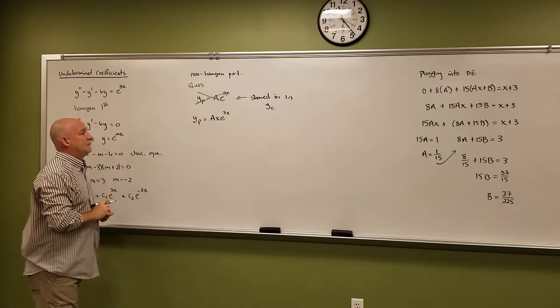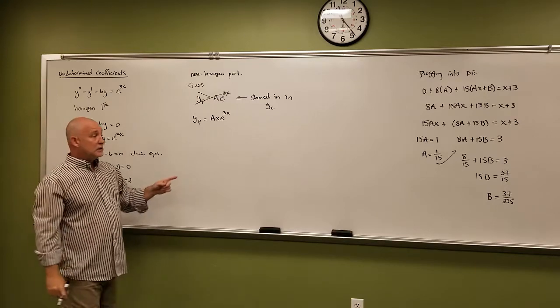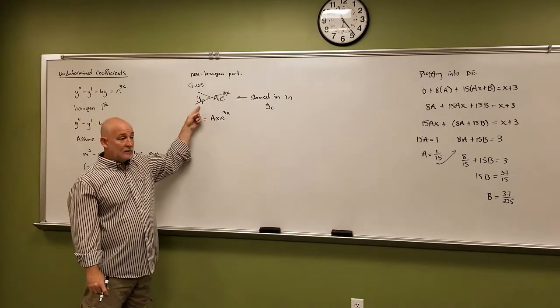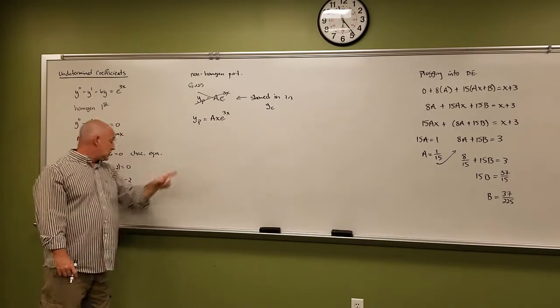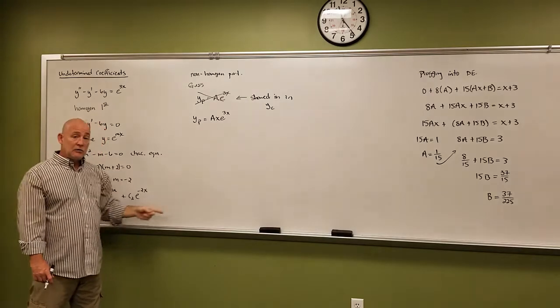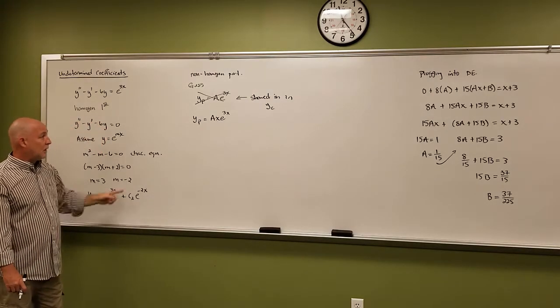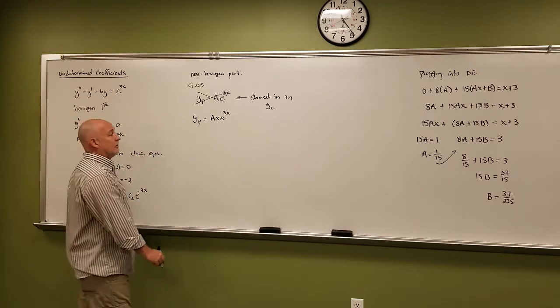So if your guess shows up in the complementary solution, what you need to do is take your entire guess and multiply it by an x. And then check again. Does this appear over here? If it does, multiply by x again until you get a piece that does not show up over here. Now this does not show up, so let's go ahead and take all the derivatives so we can plug it in.